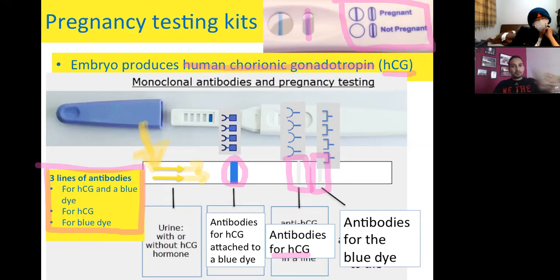The antibodies are going to stick onto the hormone and move along with the urine, with the dye, I guess. Okay, so it's going to grab this, because if she's pregnant, she has HCG. And then it's going to keep moving. So these guys keep moving. Then what?